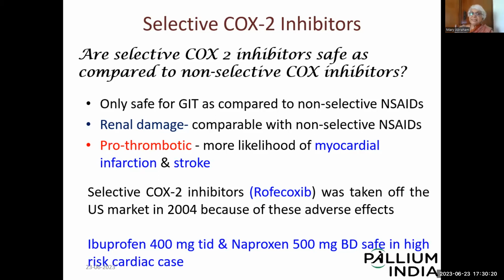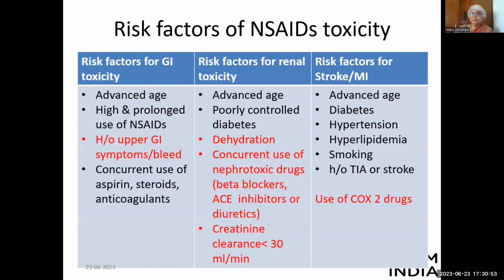But the flip side is that it is actually prothrombotic. So in patients, the COX-2 inhibitors can precipitate myocardial infarction and stroke. And because of this, one of them, rofecoxib, was taken off the US market in 2004 because of the risk of MI. So in such patients who are at risk for thrombotic events, you avoid COX-2 inhibitors, and you can prefer to give Brufen or naproxen in the high-risk cardiac case.